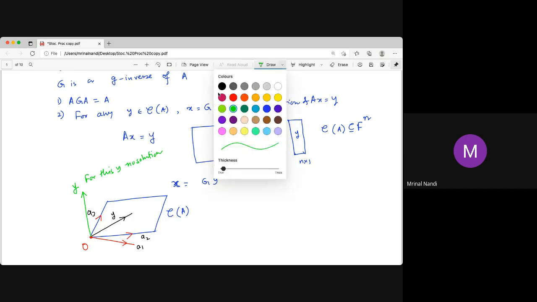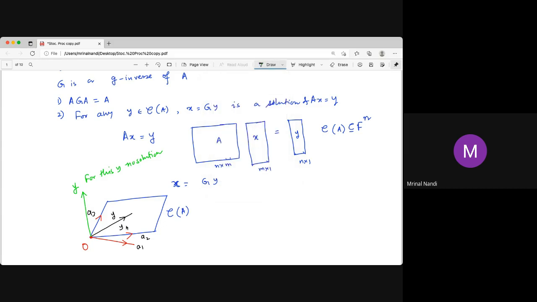But for this black y, a solution exists. So this is the basic idea.